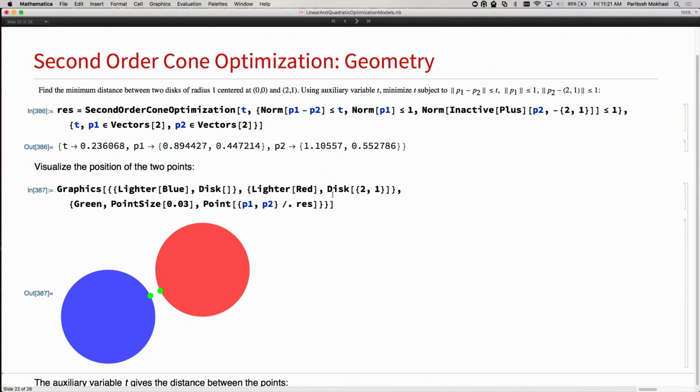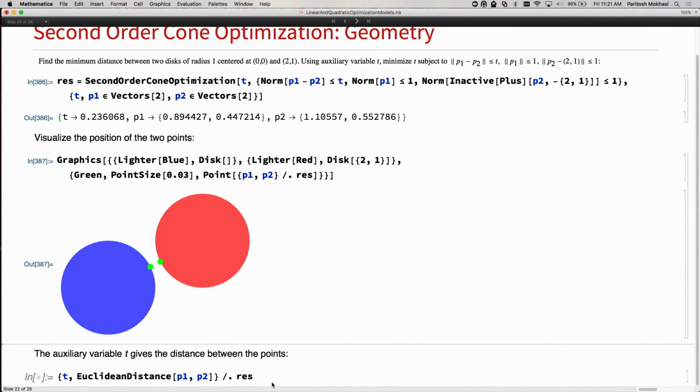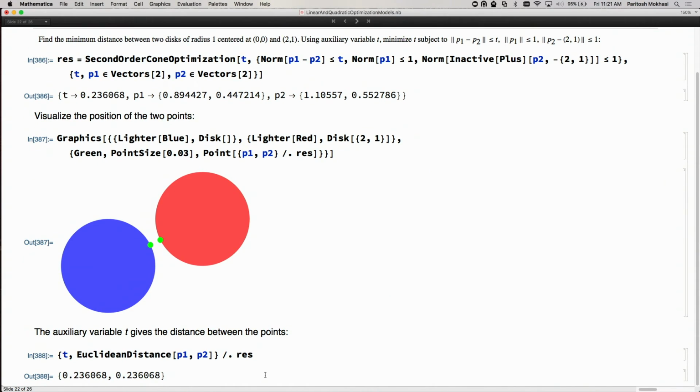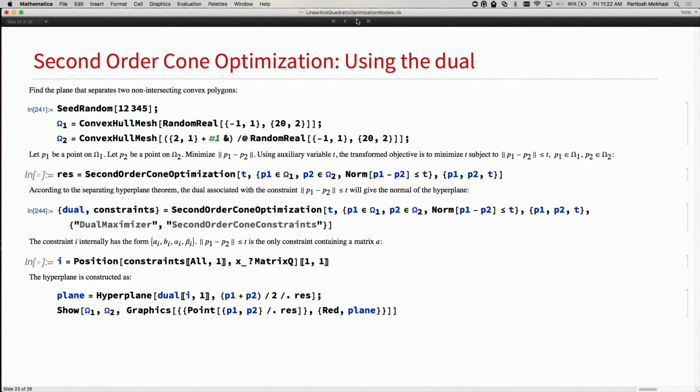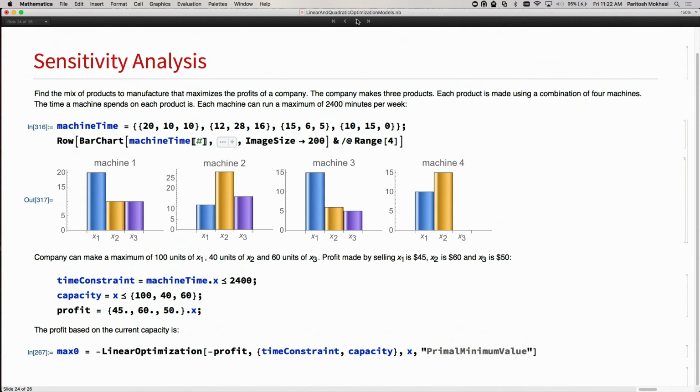This is basically you're trying to find the distance between two disks that are separated. You have two disks, and you want to find 2 points, one on each disk, and you want to find the minimum distance between those. And those are the 2 disks, and those are the 2 points. The graphics makes it much easier to tell the story. And you can find the distance between those two directly from the result, or you can compute it yourself. They're going to be the same.